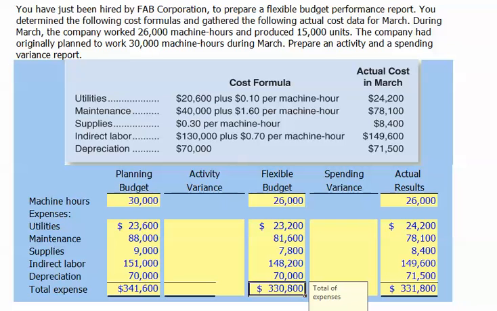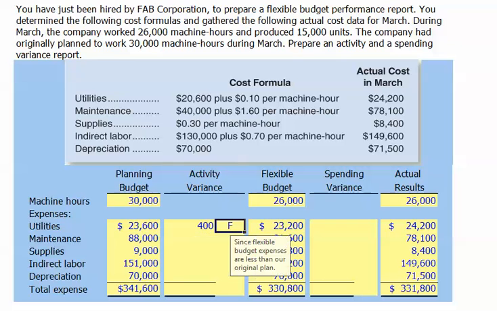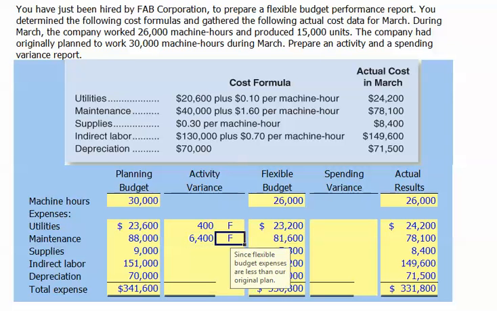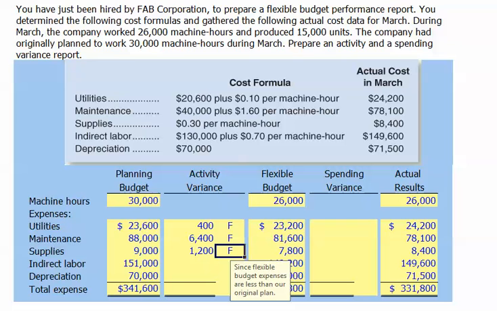Let's go ahead and look at our activity variances. We're going to find, since our actual level of activity of 26,000 machine hours was less than our original planned budget of 30,000 machine hours, all of our activity variances for our expenses will be favorable. The difference between our original planning budget and our flexible budget for utilities is $400. And again, since our flexible budget amount is less than our original plan, it's a favorable variance. The difference for maintenance between our flexible budget and our original planning budget is $6,400. And again, since the flexible budget amount is less, it's a favorable variance. The difference for supply expenses is $1,200. And again, since the flexible budget is less than our planning budget, it's a favorable variance.